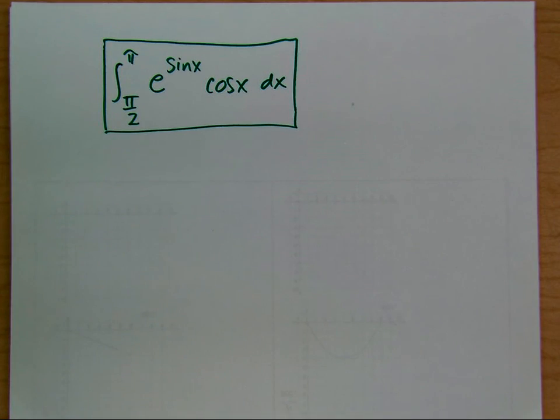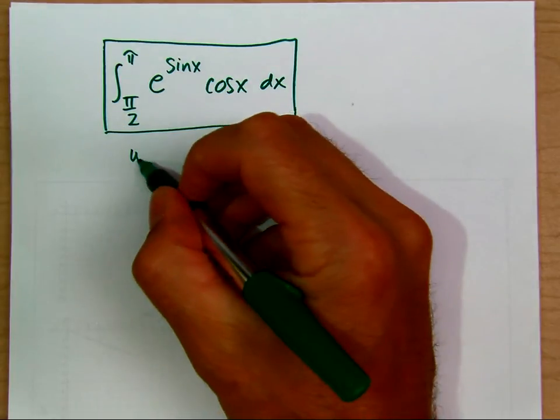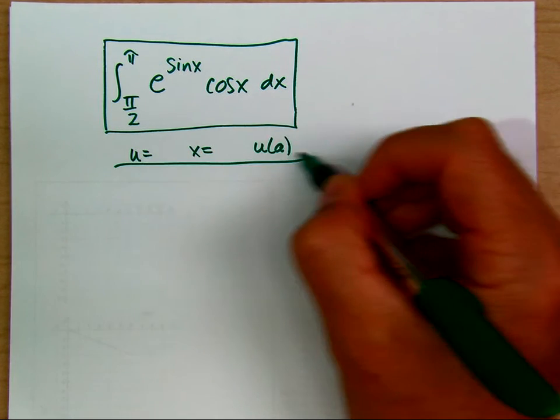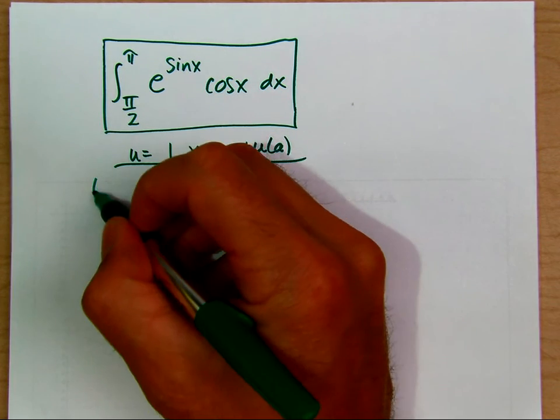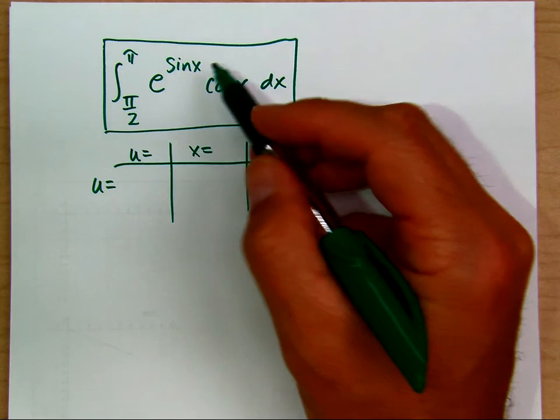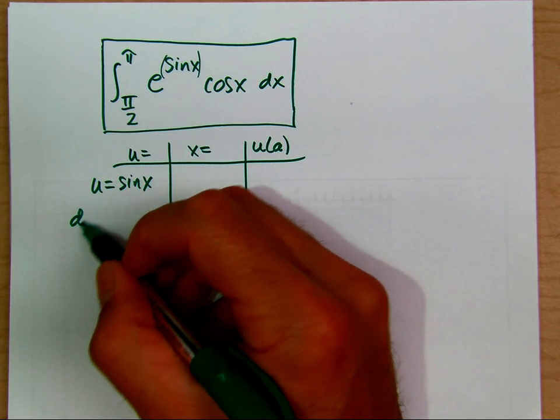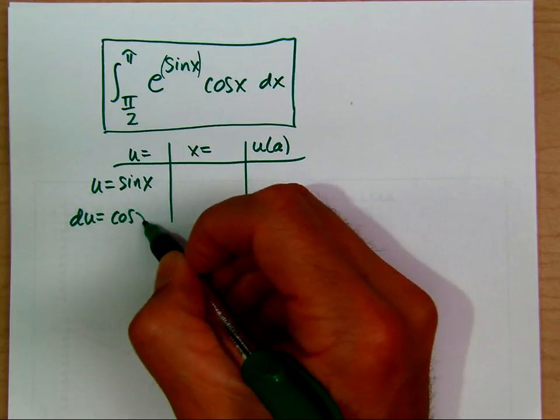Alright, don't worry about the trig functions, just follow the same rules. Find the inside function and see if it works out. Pause the video and try that one. So u is going to be sine x. Du is cosine x dx.